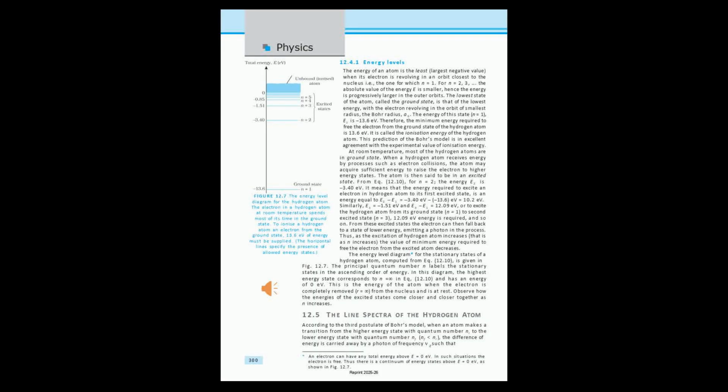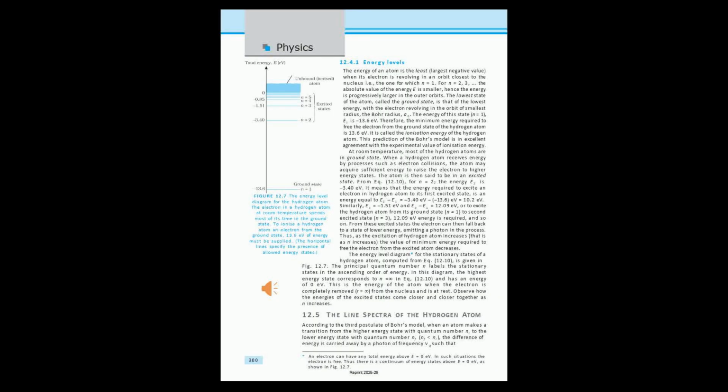The energy of this state, n equals 1, E1 is minus 13.6 electron volts. Therefore, the minimum energy required to free the electron from the ground state of the hydrogen atom is 13.6 electron volts. It is called the ionization energy of the hydrogen atom. This prediction of the Bohr's model is in excellent agreement with the experimental value of ionization energy.